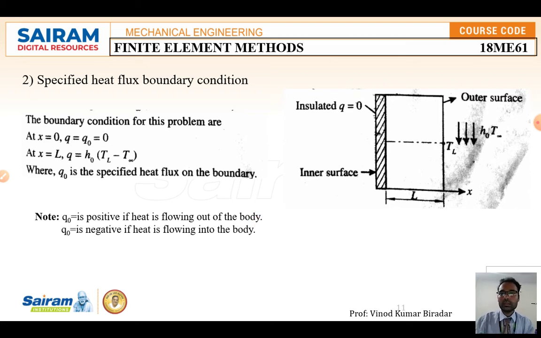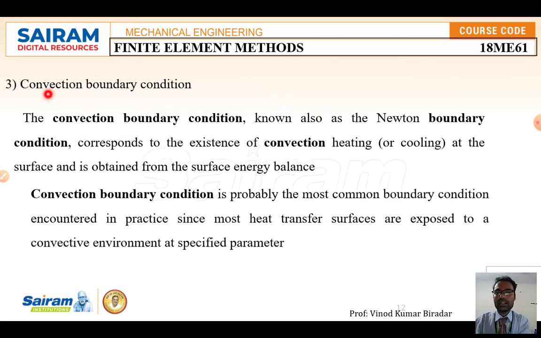Coming to the third, the convection boundary condition, same as what we studied in lecture video 1. That is the convection boundary condition, also known as the Newton boundary condition, corresponding to the existence of convection heating or cooling at the surface, and it is obtained from the surface energy balance equation. It is probably the most common boundary condition encountered in practice, since most heat transfer surfaces are exposed to a convective environment at a specified parameter.